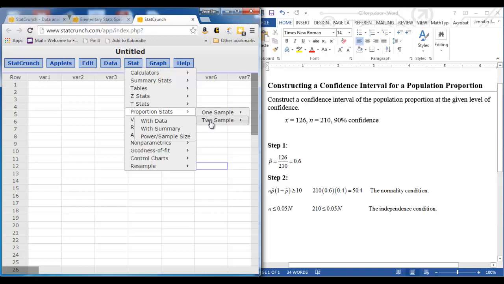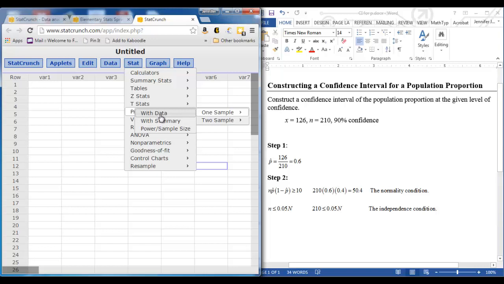There is the option for 2 samples. However, we do not cover 2 samples in this class, so you only have to worry about the first one. And here's where you want to be careful. You have 3 choices here. We're only going to be dealing with the first 2. You can either choose with data or you can choose with summary.